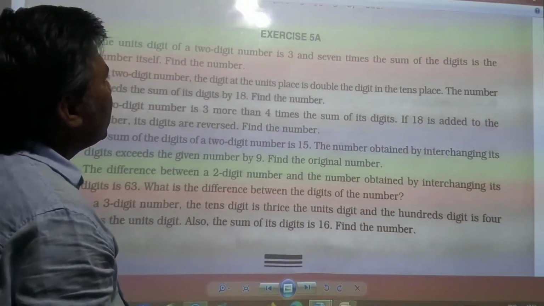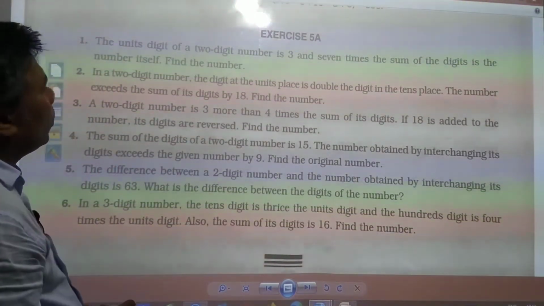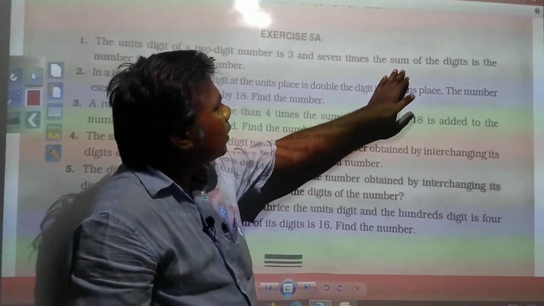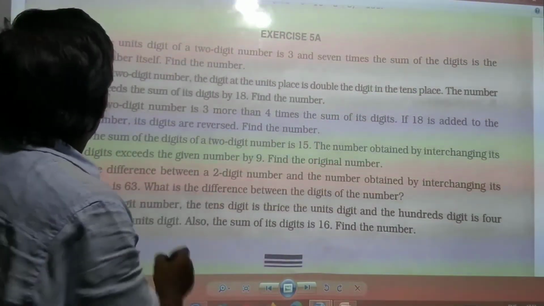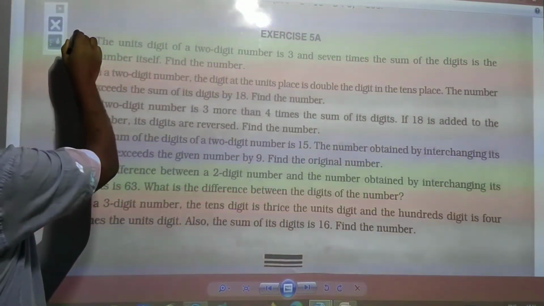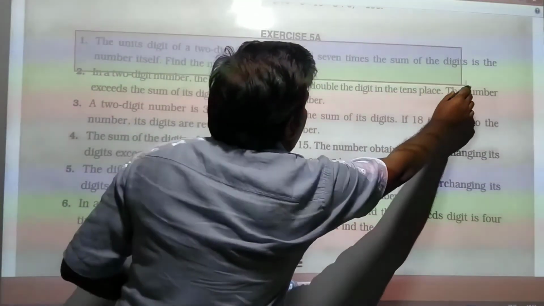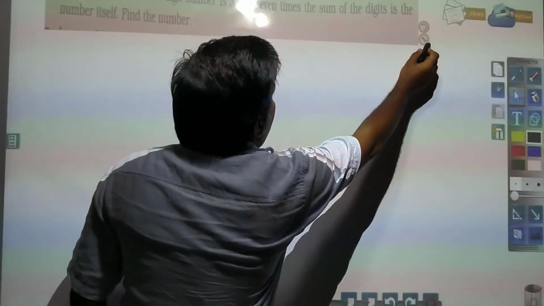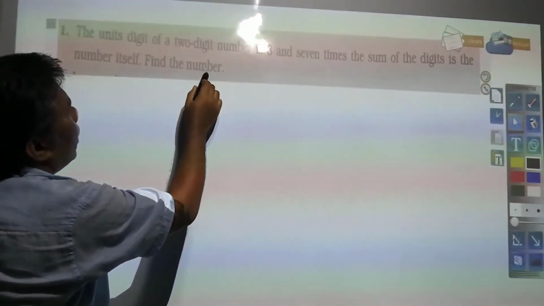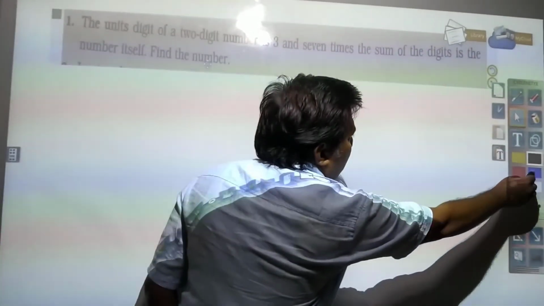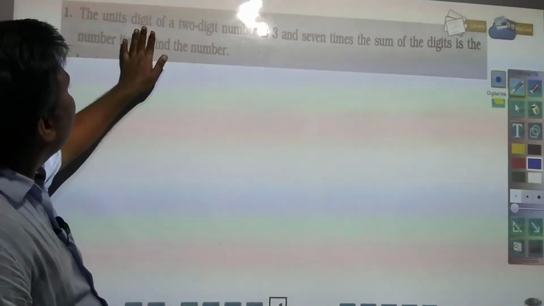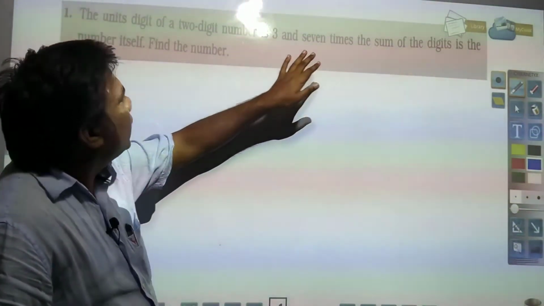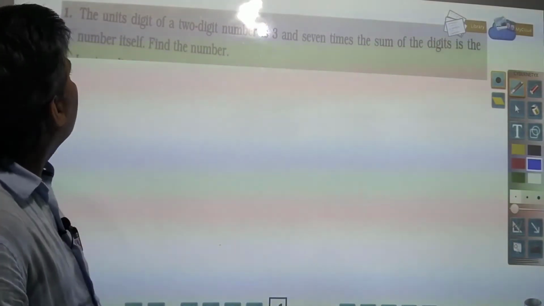Now we will see a few questions from exercise 5a. We have the first question: the units digit of a 2-digit number is 3 and 7 times the sum of the digits is the number itself. Find the number.